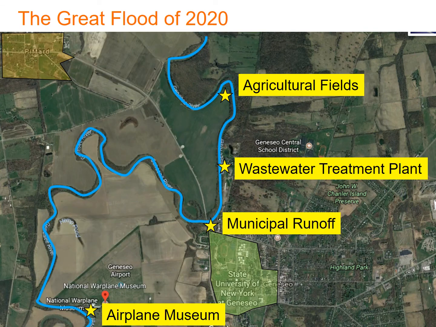Now that the water has receded, it's necessary for us to establish what the source of fecal contamination was that caused the residents of Piffard to fall ill. Did it come from overflowing porta potties at the Airplane Museum? Did it come from runoff from the streets of Geneseo? Did it come from overflowing biological treatment ponds at the wastewater treatment plant? Or was the source the fertilizer in the agricultural fields or waste from animals that were grazing in nearby fields?